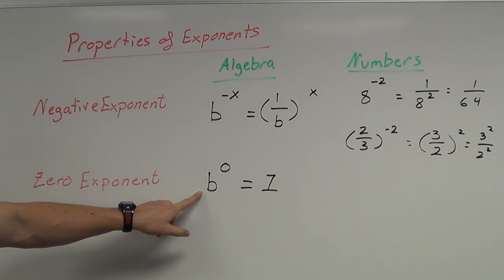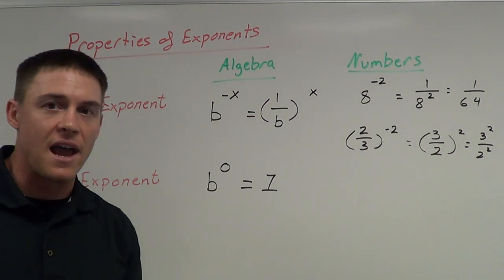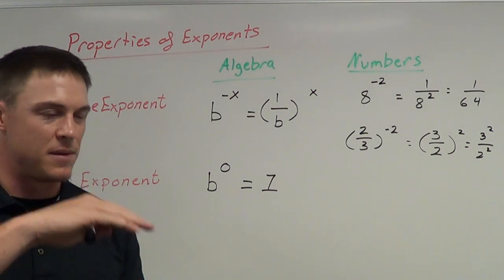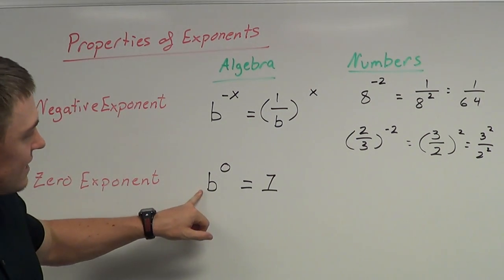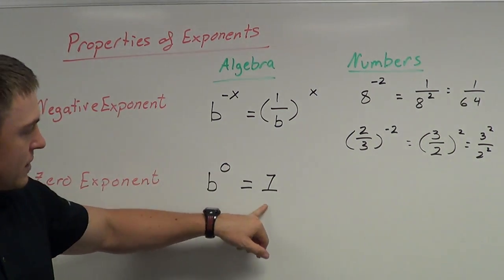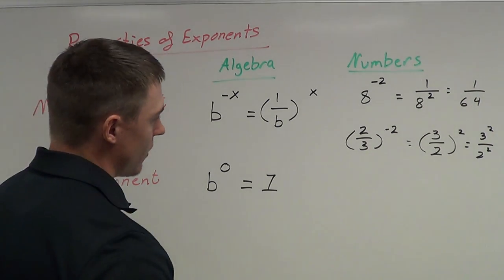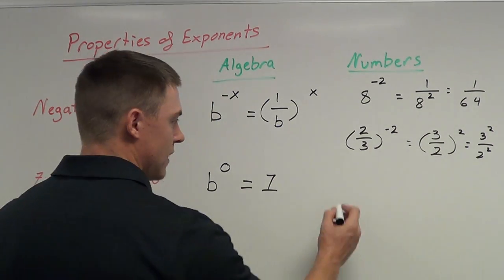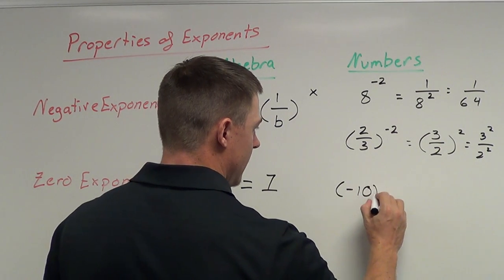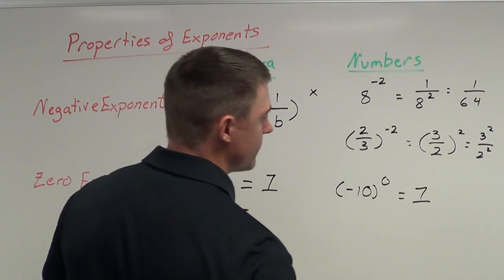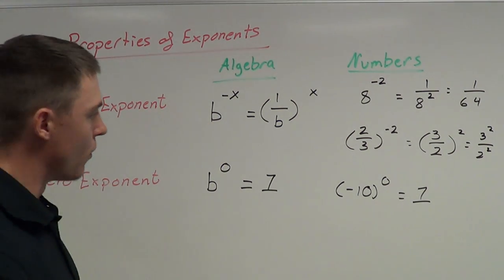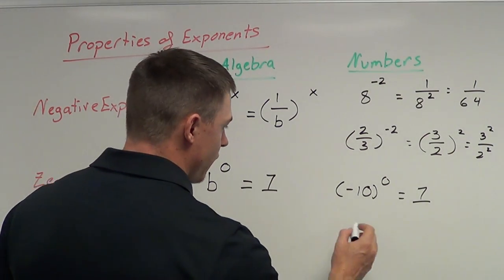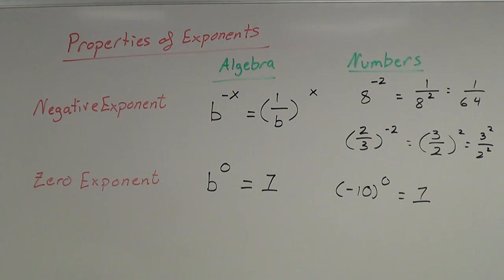Now this base is anything. It could be 5, it could be 10, it could be a million, it could be a negative number, it could be just about anything. Any number to the 0 power is going to be 1. So it really doesn't matter. Let's use a negative number, why not? Negative 10 to the 0 power is going to be 1. Any number to the 0 power is going to be 1. And again, it could be a fraction, it could be a decimal, it could be just about anything, but there's just a number example to better explain that.